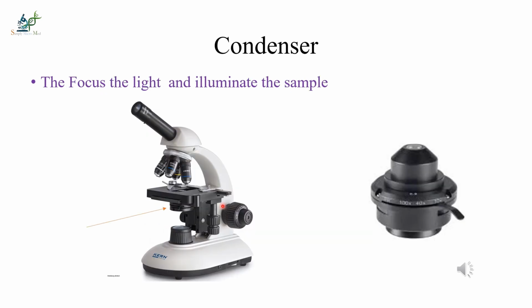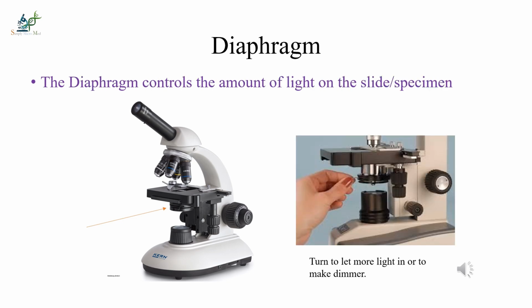The condenser. The condenser focuses the light and illuminates the sample. This is the condenser. When light passes through the condenser, the condenser will focus the light onto the sample. Also, it will illuminate the sample, so we will get a clear or better image. Diaphragm. This is the diaphragm. The diaphragm controls the amount of light on the slide or specimen, or we can also say that the diaphragm will control the intensity of light to the specimen.